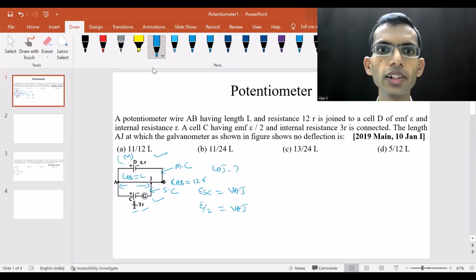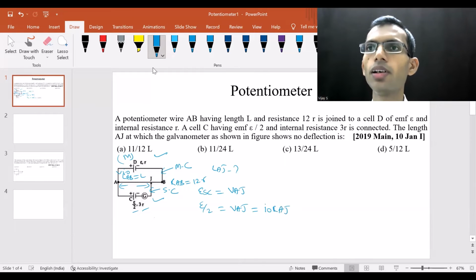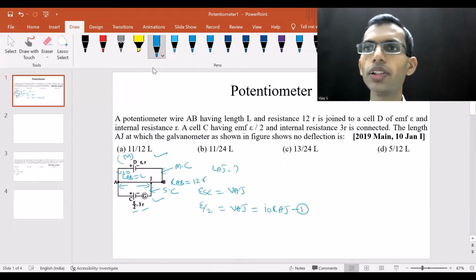Let us say I0 is the current flowing through the main circuit. From Ohm's law, VAJ is equal to I0 into RAJ, where I0 is the main circuit current and RAJ is the resistance of the wire between A and J. Let me make it equation 1. In order to obtain this current I0, we need to apply KVL to the main circuit.